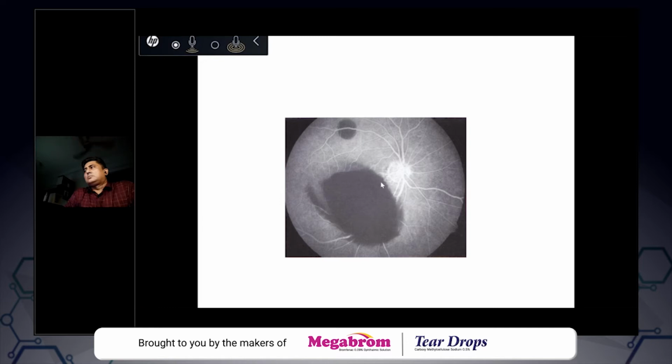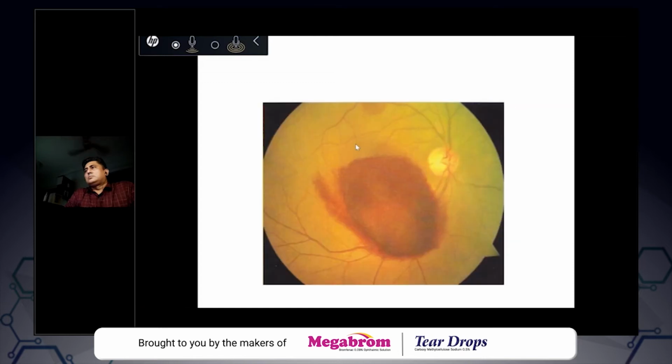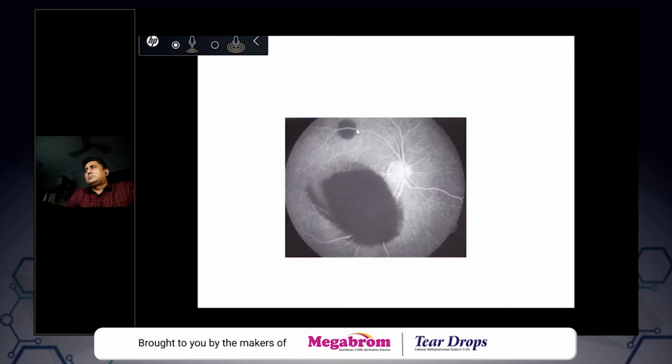You cannot see the choroid. So this is a block fluorescence. But look at this bleeding here. Actually, you can see the retinal vessel growing above this. There was a bleeding here. That is a subretinal blood. So actually, you can see the retinal vessel going above it.